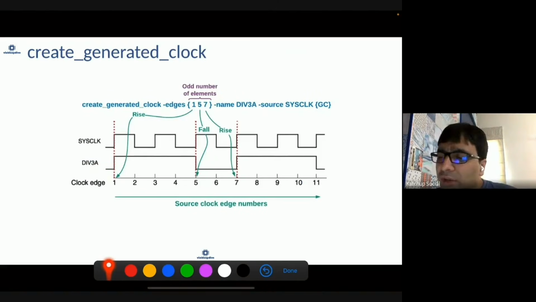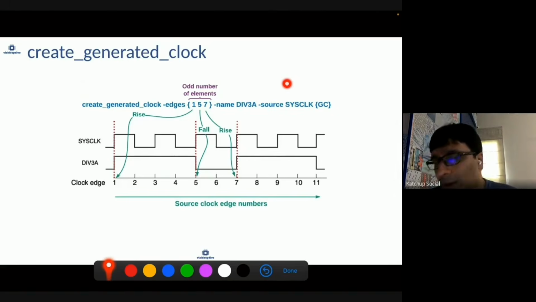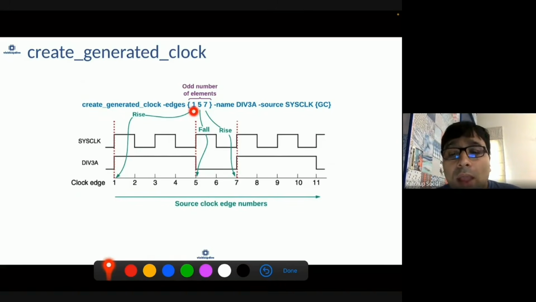In addition to using the divide by or multiply by option, there is an option called edges, which can also be used. This is used to create slightly complex waveforms which may not be 50% duty cycle. So let's understand how the edges option is used. Create generated clock hyphen edges. Edges will have an odd number of elements, and these numbers indicate the master clock edges.